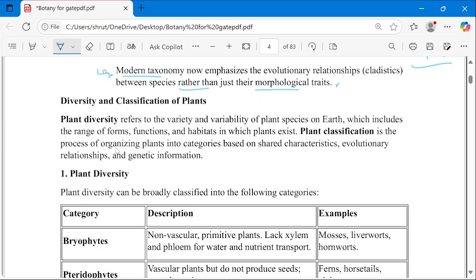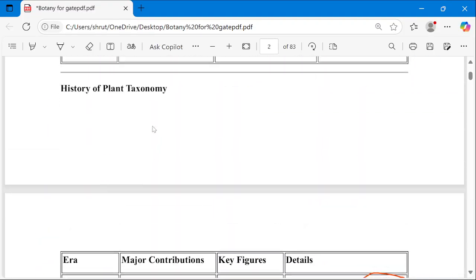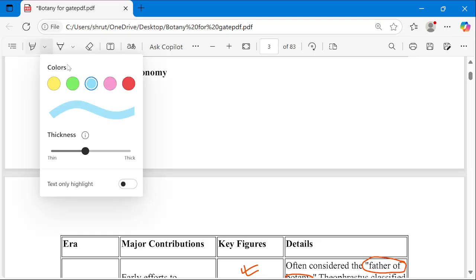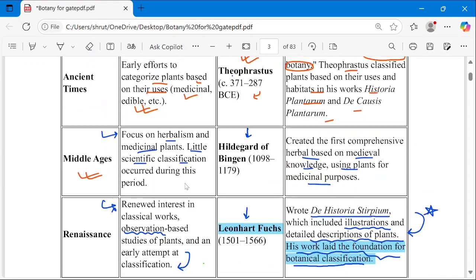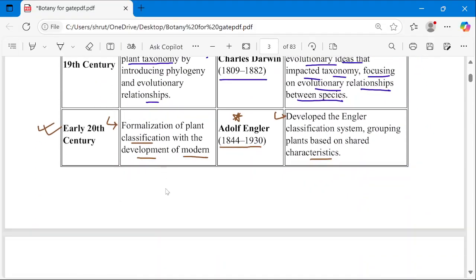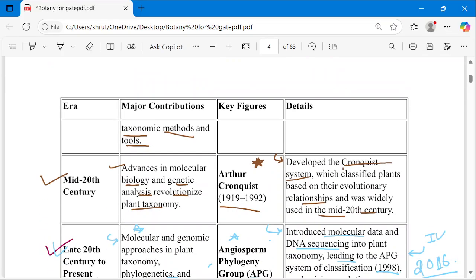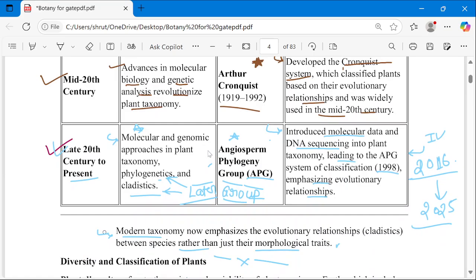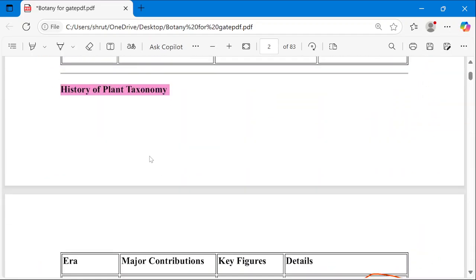So this is all about the history of plant taxonomy. Today we have discussed the history of plant taxonomy. Hope you have understood all this very clearly. Questions related to this topic are seen in the exam, and this is a basic topic, so you should know this very well to ace all your exams in the life science domain. We have covered the history of plant taxonomy today.